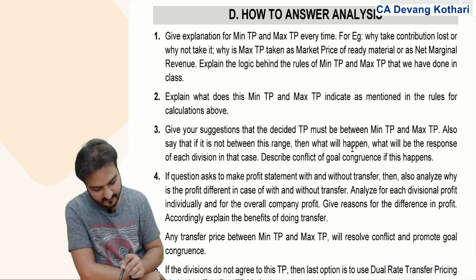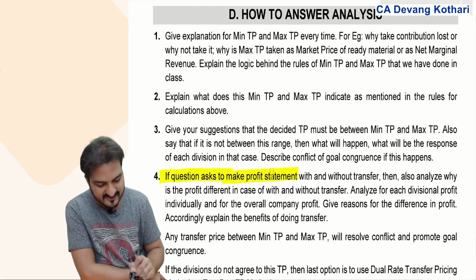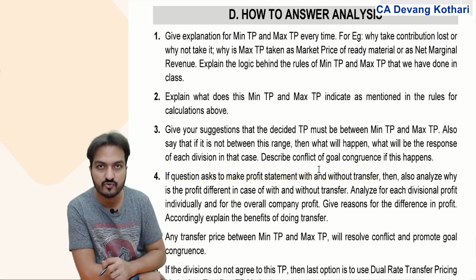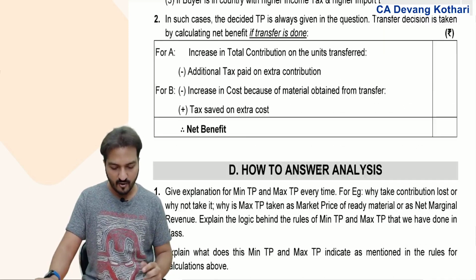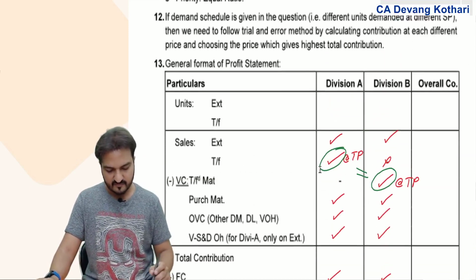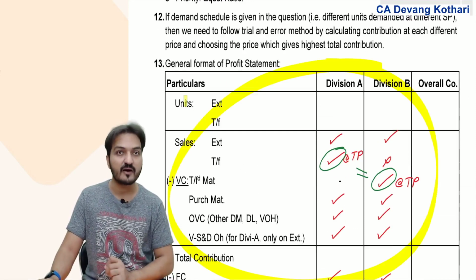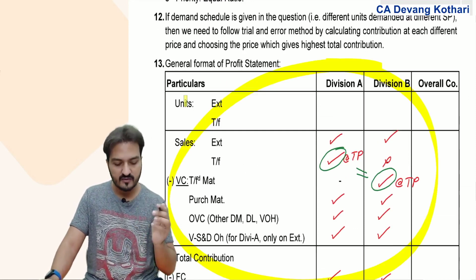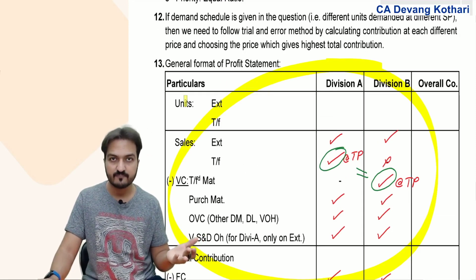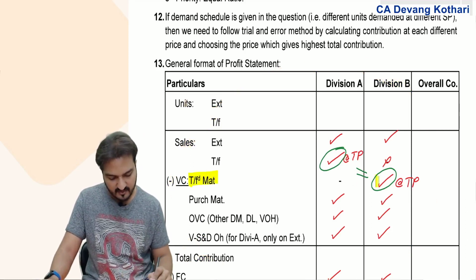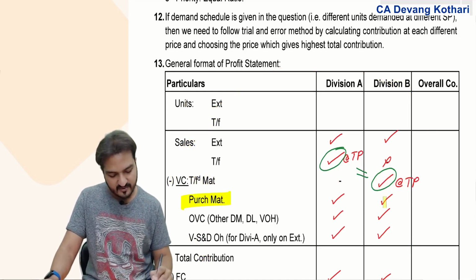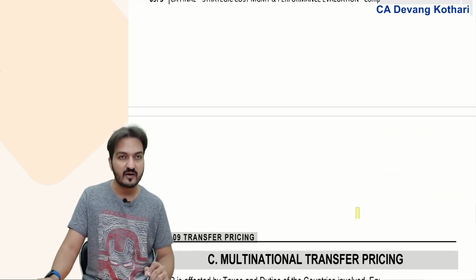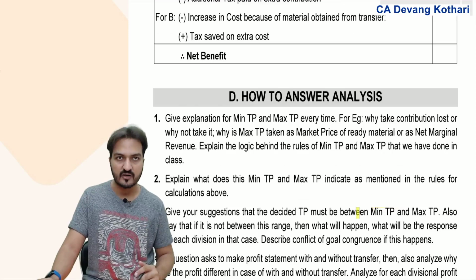Done? If the question asks to make profit statement with and without transfer, many questions will ask you to do that. They'll ask you to make profit statement with transfer, without transfer. I gave you the format of profit statement earlier. This was how you make a general format of the profit statement. If material is transferred to division B, then they will obtain transferred material here. If it is not transferred to division B, then they will get purchased material there. So they might ask you to make profit statement with or without transfer, both.